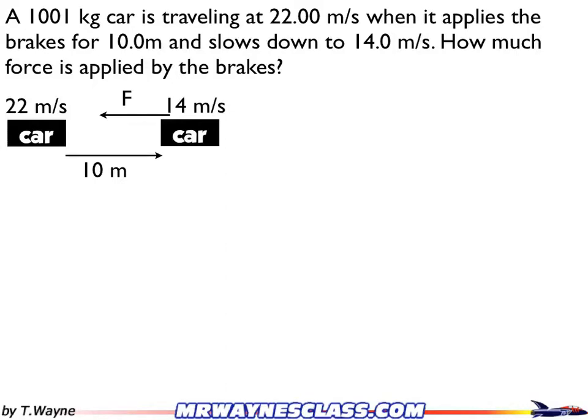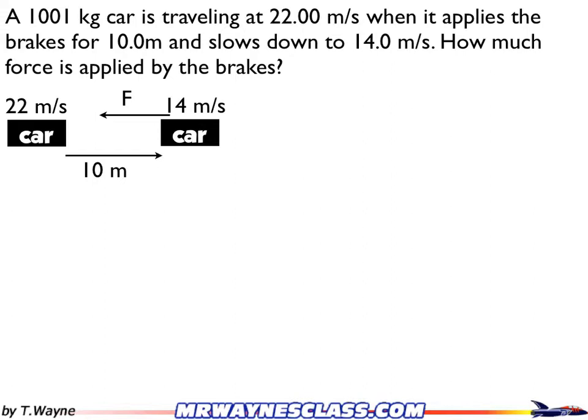This video is going to show you how to combine the conservation of energy in a perfect world with the work done by non-conservative forces in the real world. So a 1001 kilogram car is traveling at 22 meters per second when it applies the brakes for 10 meters and slows down to 14 meters per second. How much force is applied to the brakes?